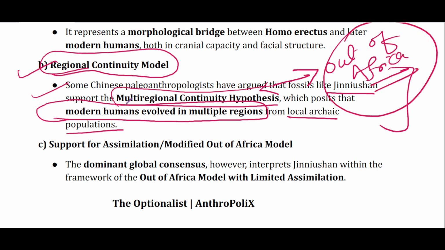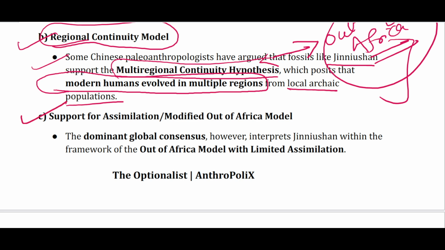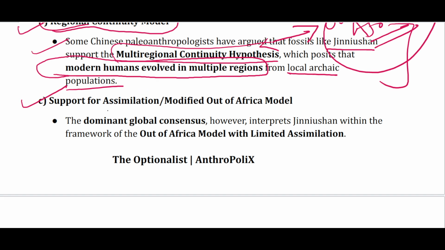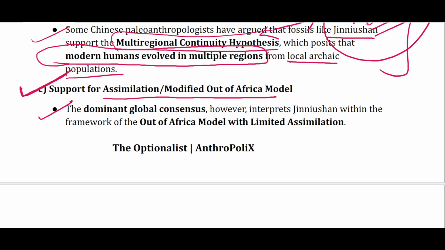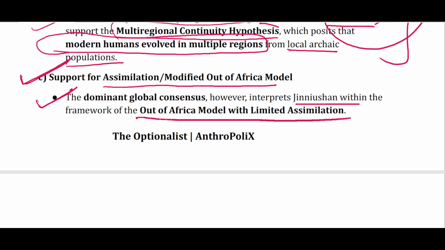And again, the meaning is clear: parallel evolution means different populations are evolving in different regions. Now, the third significance is support for the assimilation or modified out of Africa model. Again, there are many interpretations, and with time more will come up with further excavations and fossil discoveries. At present, the dominant consensus considers Jinniushan within the out of Africa model, but with limited assimilation.